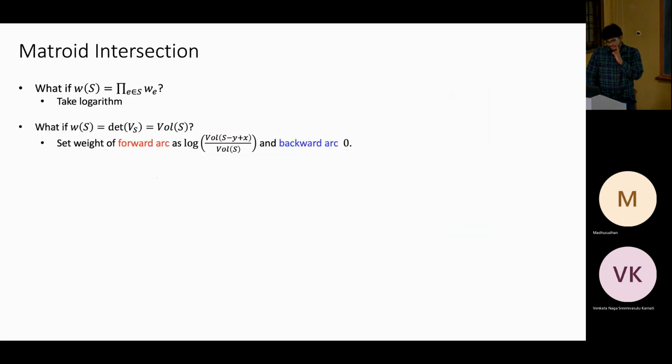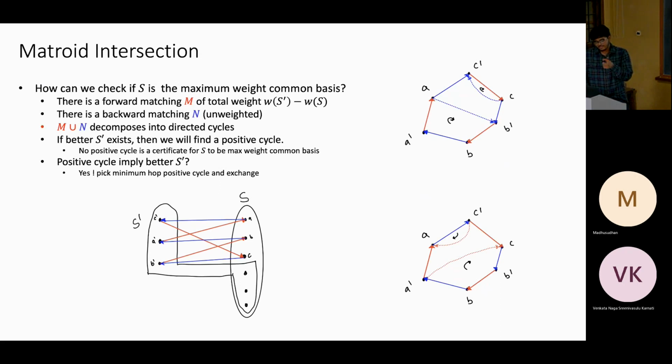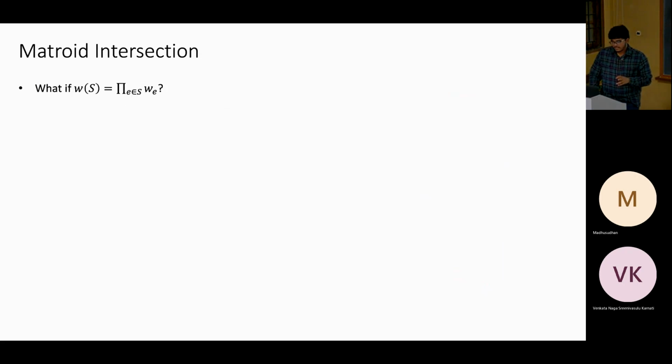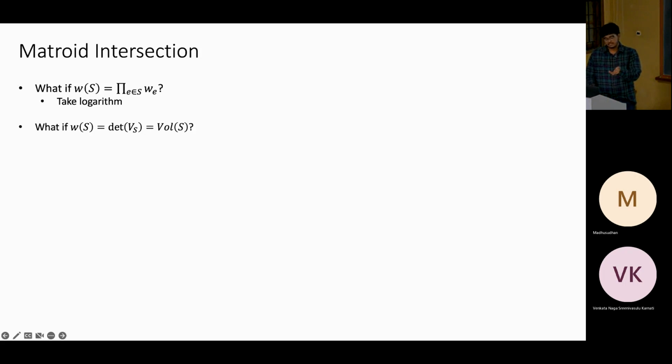Right. So that's matroid intersection, a small part of matroid intersection. But what if the weight of a set has product structure instead of sum? We can just take the logarithm and it's the same problem. What if it's a determinant, which is the volume, since I'm picking d-dimensional vectors, it's also the volume? Well, there can be a magnitude difference, but I guess I should take the modulus instead.